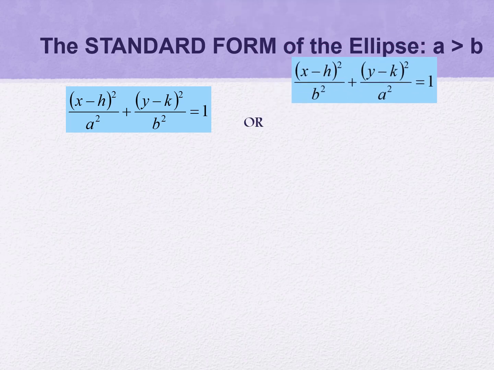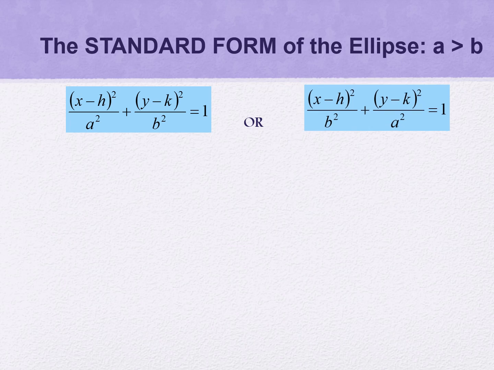However, in the second case, I see that the B, or B squared to be precise, is the denominator of the X term. The A squared, which determines the way, is under the Y this time, which would mean that it's going to be situated vertically. So the A shows the way, and the A has to be bigger than B, so that gives you a clue as to what to do.